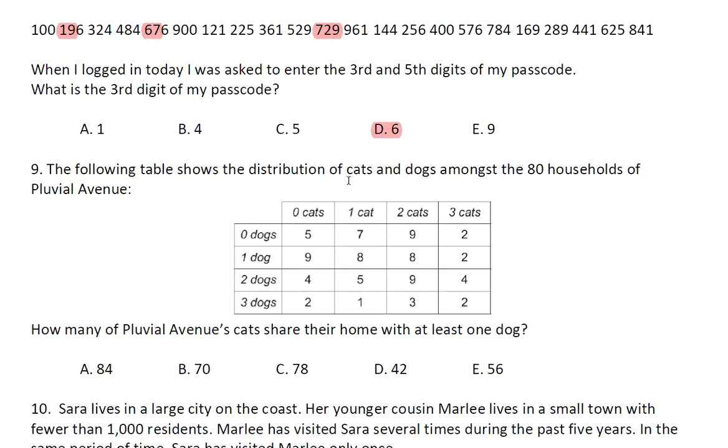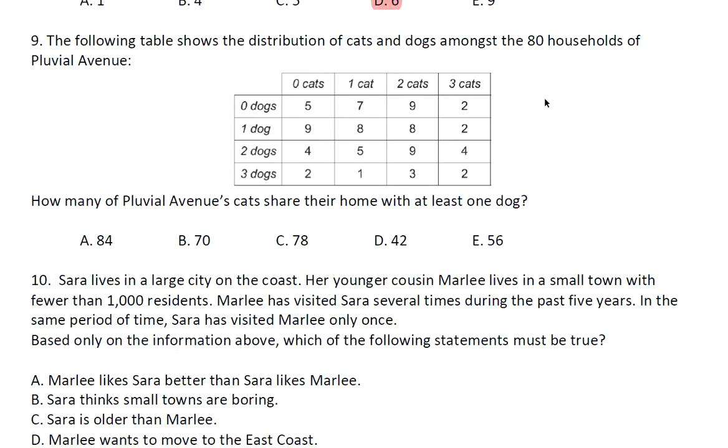D6. All right. The following table shows the distribution of cats and dogs amongst the 80 households of Pluvial Avenue. All right, so you've got 0 cats, 1 cat, 2 cats, 3 cats, 0 dogs, all of the data there. How many of Pluvial Avenue's cats share their home with at least 1 dog? All right, so at least 1 is the key here, at least 1 dog.